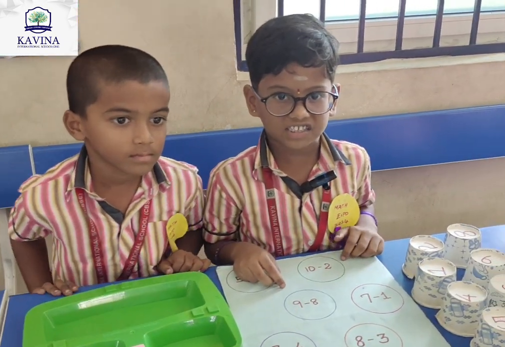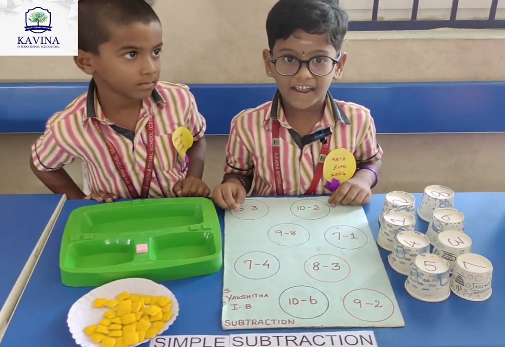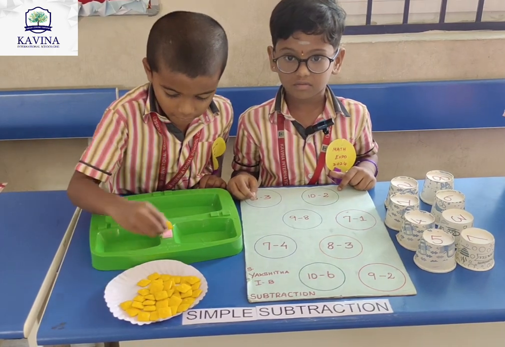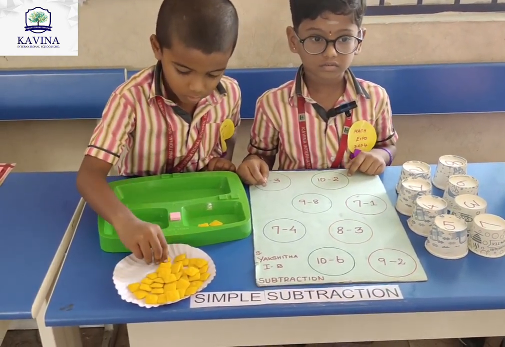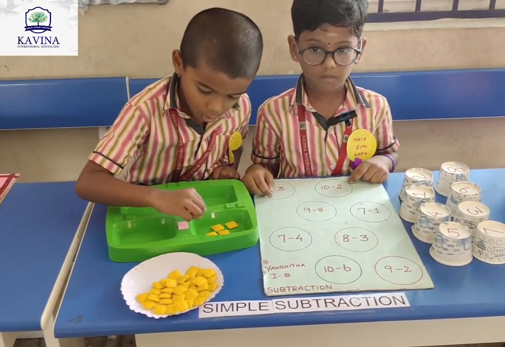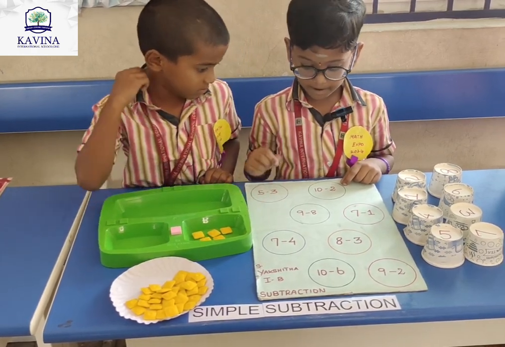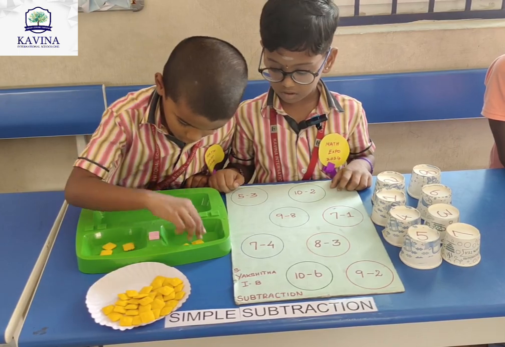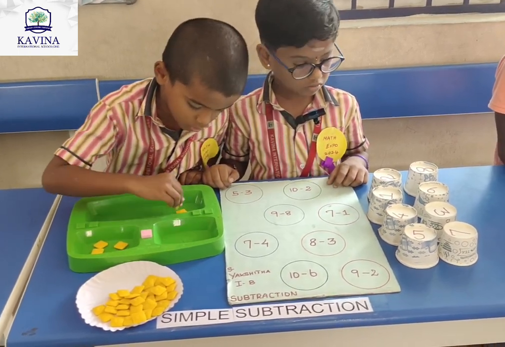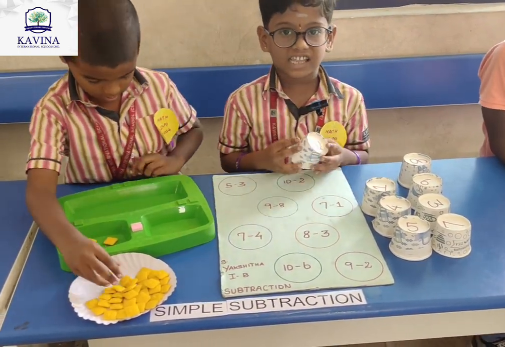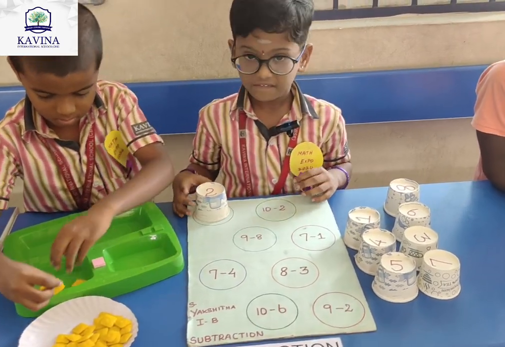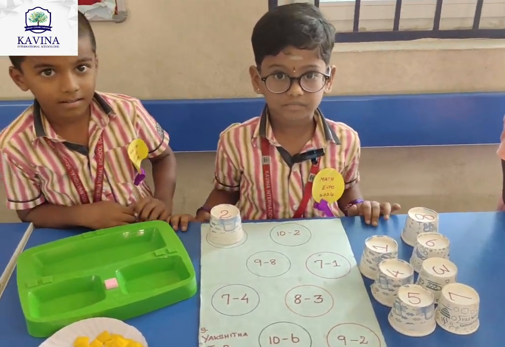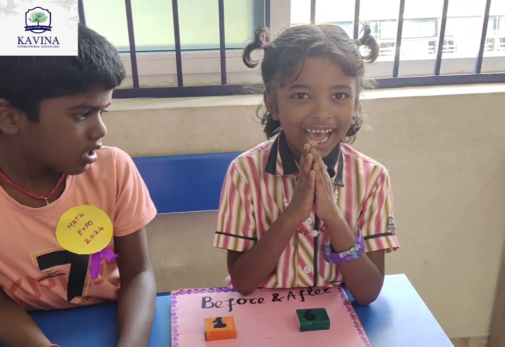My topic is subtraction. 5 minus 3. 1, 2, 3, 4, 5. Minus 3: 1, 2, 3. Remaining 1, 2. Answer is 2.